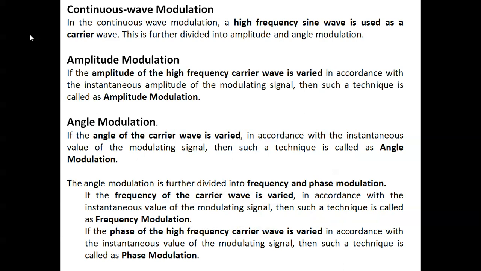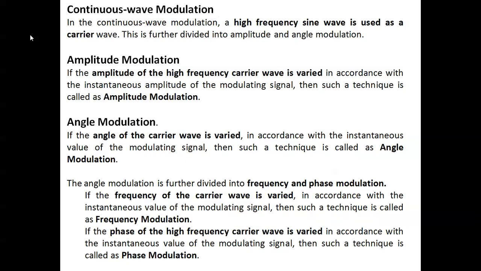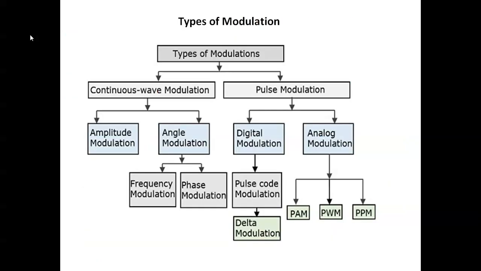So continuous wave modulation uses a high frequency sine wave as a carrier wave. It is classified into two: amplitude modulation and angle modulation, as shown in the slide. Angle modulation is again split into two: frequency modulation and phase modulation. Similarly, pulse modulation is also split into two: digital modulation and analog modulation.